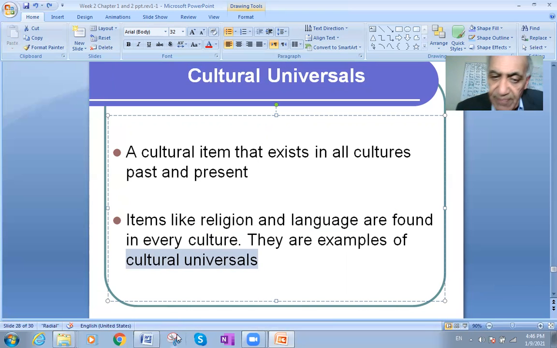Religion is a cultural universal, right? The Muslim in Pakistan is like the Muslim in India, like the Muslim in Egypt, like the Muslim of Saudi Arabia. The Christian in New York is the same Christian as in Italy. So this is universal culture.